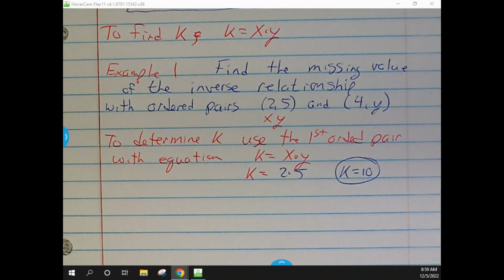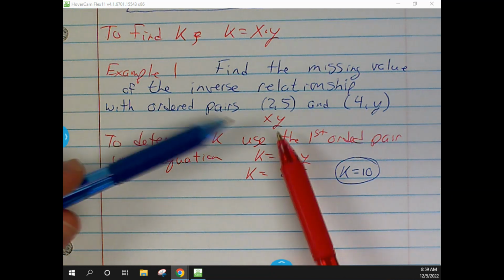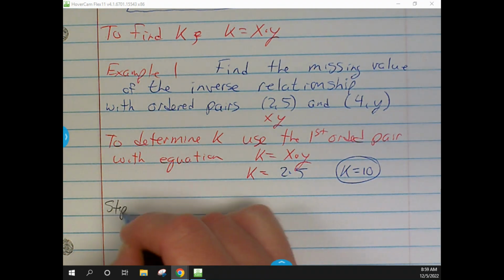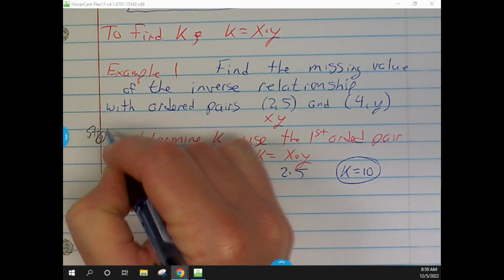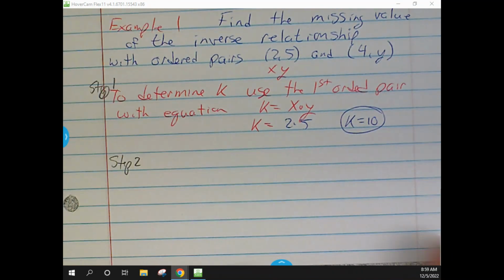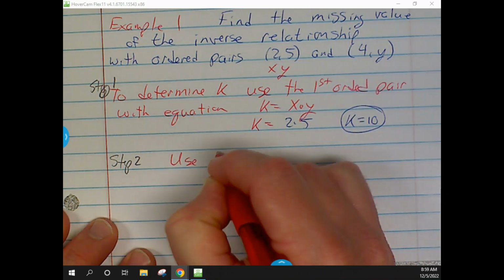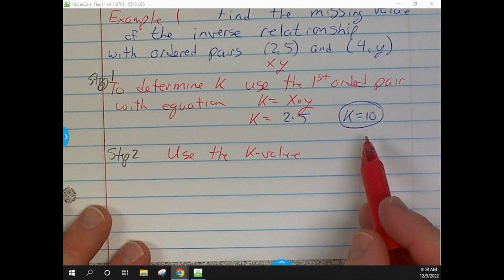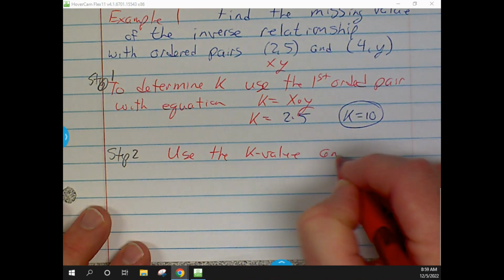Okay, so they ask you to find the missing value of this inverse relationship. The very first thing you almost want to do in every single situation is figure out what your k value is. And there's almost always one ordered pair that you're going to be able to work with. And again, you'll use those 2 values to then figure out what the k value is going to be. So that's step 1, to figure out what the k value is. The second thing we're going to do then is use the second ordered pair and your k value. So we figured out that k is equal to 10. So we're going to use that k value and the second ordered pair.